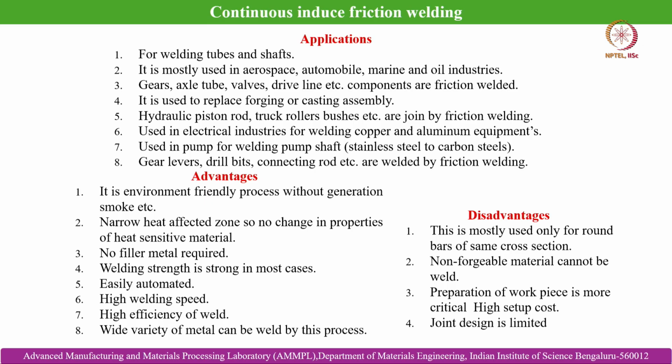The process is easily automatable. Automation is possible quite effectively, and it also offers high welding speed, high efficiency of the weld, and a wide variety of metals can be welded. Even dissimilar metals can be welded effectively by the friction welding route. Of course, molecular bonding needs to take place, so that compatibility must be there, but otherwise it can be utilized for welding dissimilar metals.